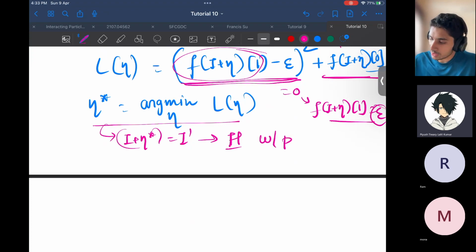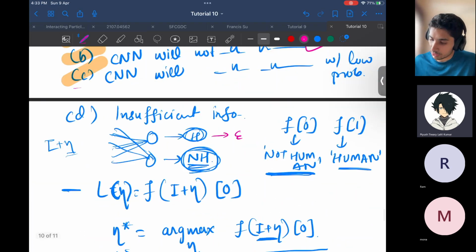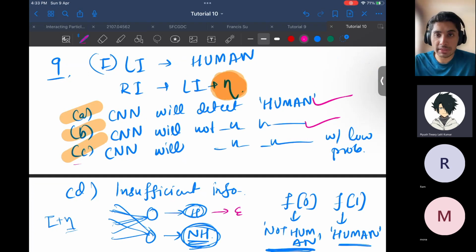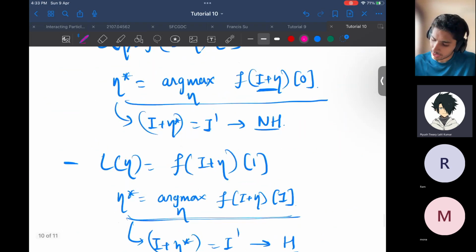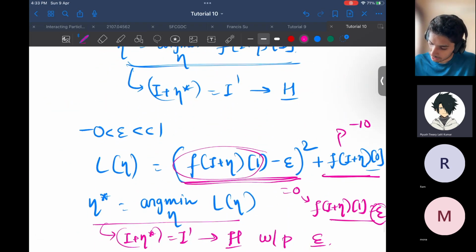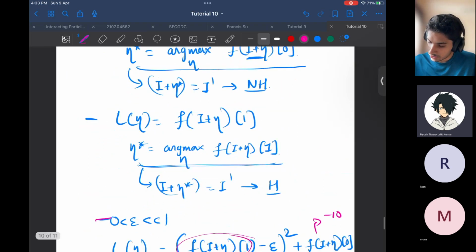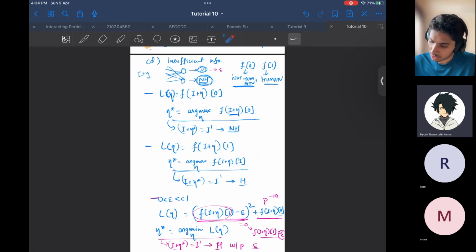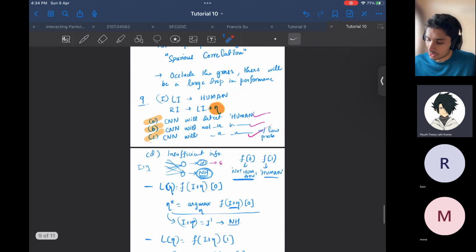Here with probability epsilon. Now epsilon was very small, right? So with very low probability, with epsilon probability, CNN is predicting it as human. So by this construction, this option is also correct. The way I construct my eta, so I showed you three ways to construct eta: first, second, and third. Each of these options can be satisfied, right?